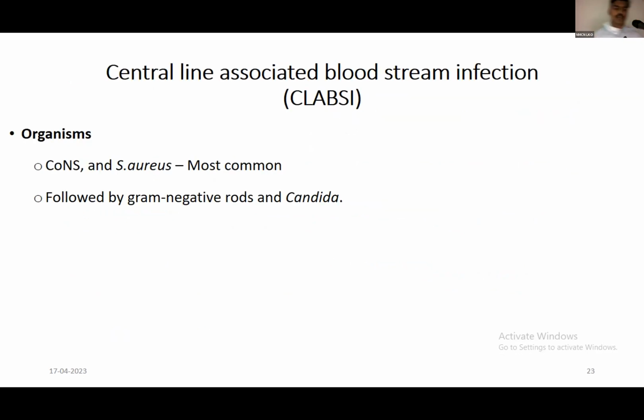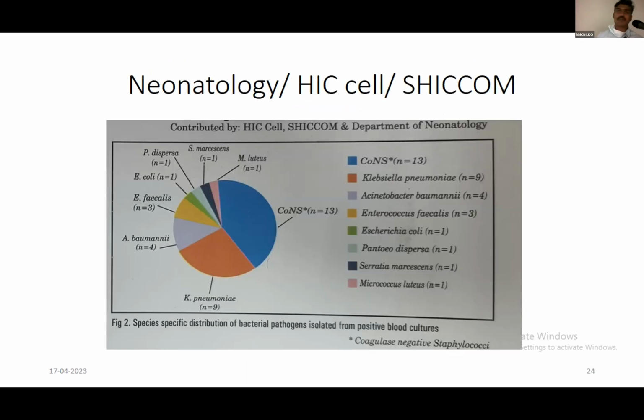So most commonly, CONS and staph aureus cause CLABSI, followed by gram-negative rods and fungal infections like Candida. So this is the picture from our hospital infection control committee newsletter. Just for the awareness of the residents, it is published every 6 monthly to 1 year, and your ward specific data is included in this newsletter. This is the snapshot from the neonatology department blood culture. It shows CONS is the most commonly isolated organism in positive blood cultures.